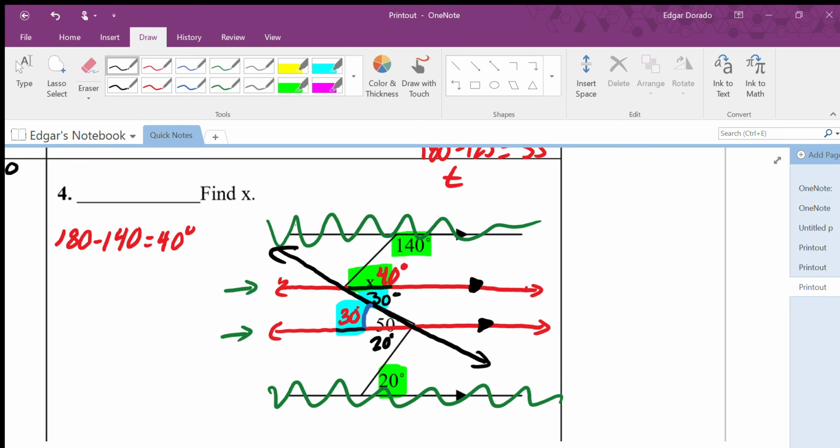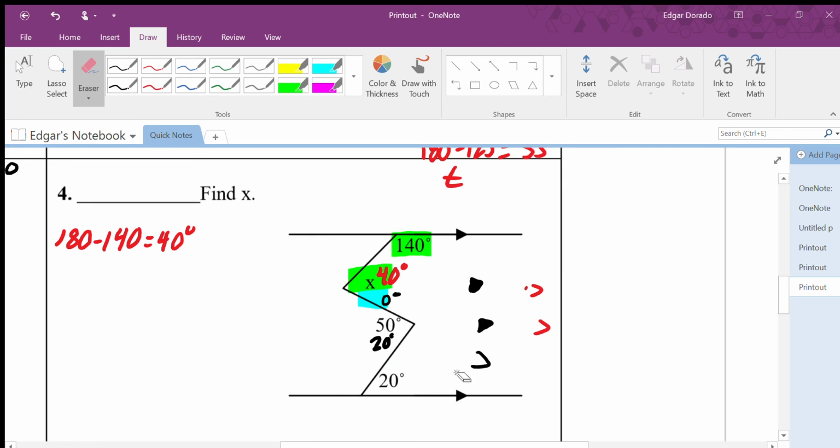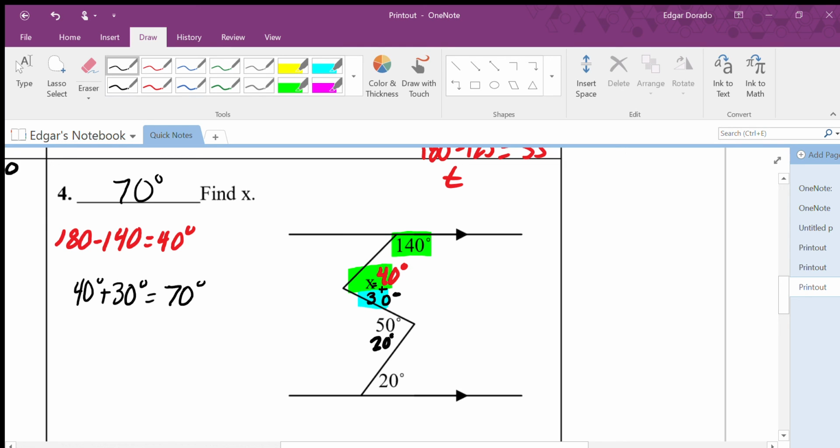So let's go ahead and start erasing some of these things now. I can even get rid of this right here. Whoops. Maybe I erased a little too much. This was 30 degrees right there. So now I know that x has to be an addition of 40 plus 30, and 40 degrees plus 30 degrees equals 70 degrees. Okay.